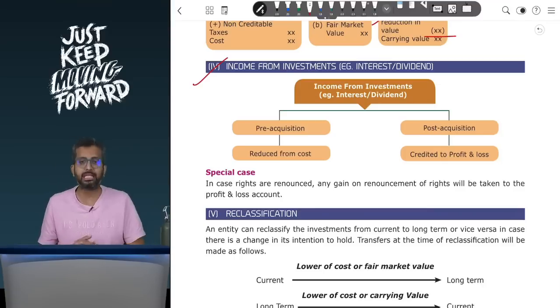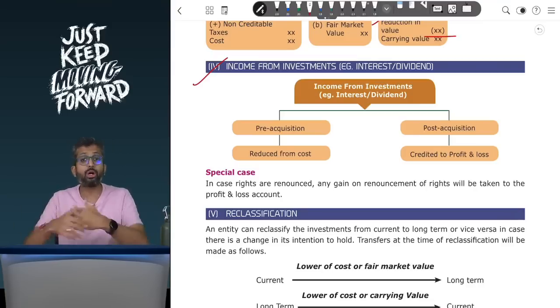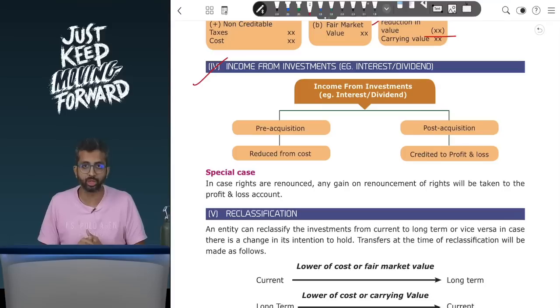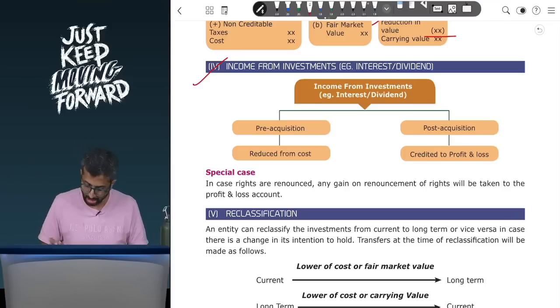Same is the case with interest. If you purchase bonds on a cum interest basis, let's say interest dates are 31st December and 30th June, and you purchase it in, let us say, March, the first 2 or 3 months of interest you must have paid for when you acquired the bond. Hence when you earn the 6 monthly interest, the first 2 or 3 months of interest will be reduced from the cost because it is pre-acquisition interest, and the remaining will go to the P&L account. So over here, the pre-acquisition amount will be reduced from cost, whereas the post-acquisition amount will be credited to the P&L account. So this is something which is important.